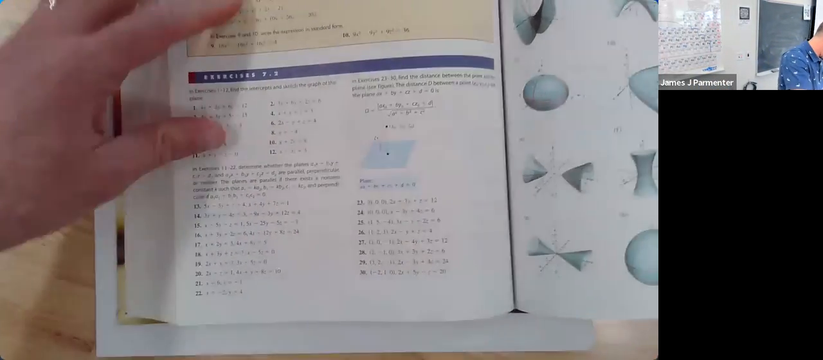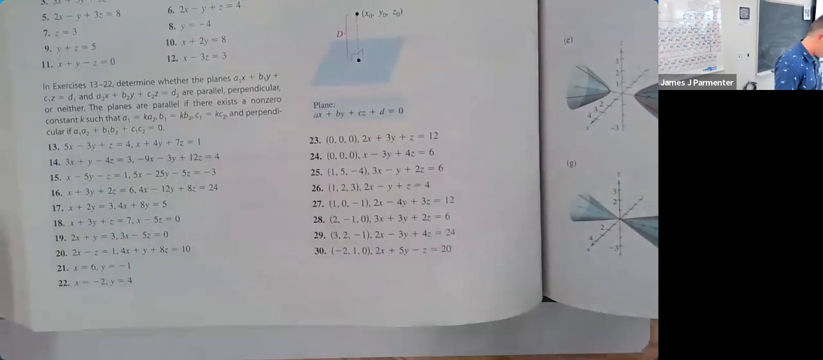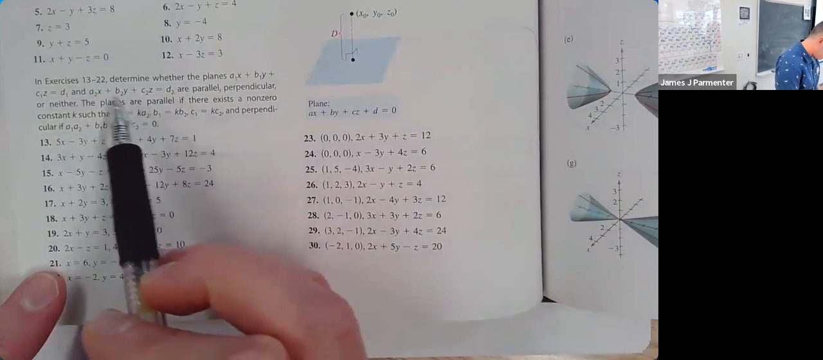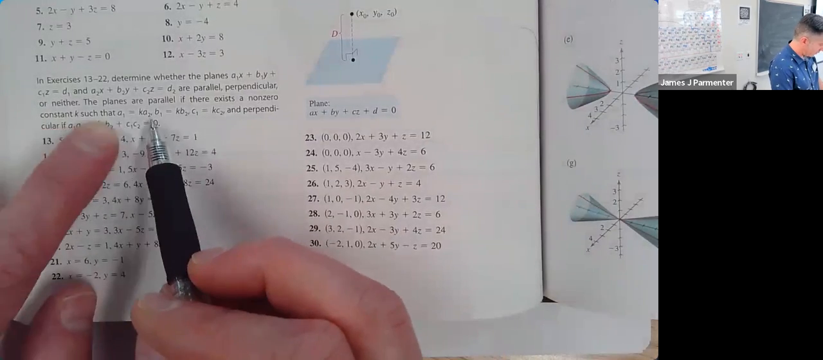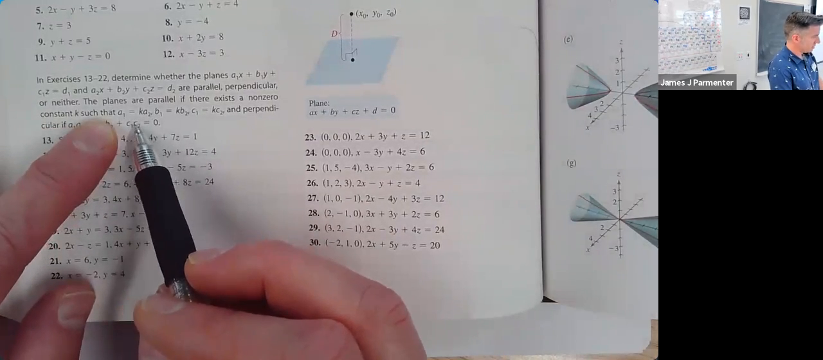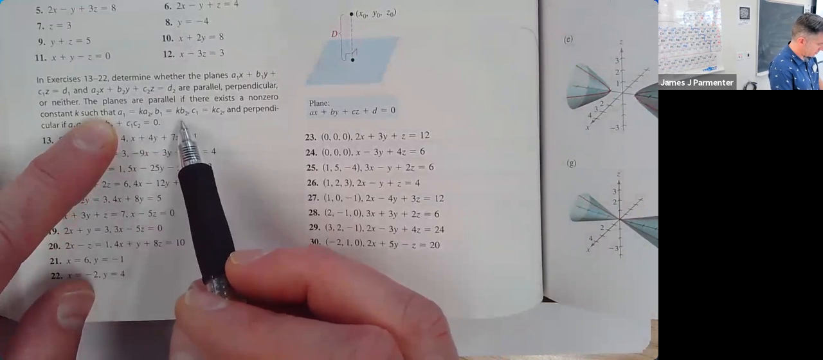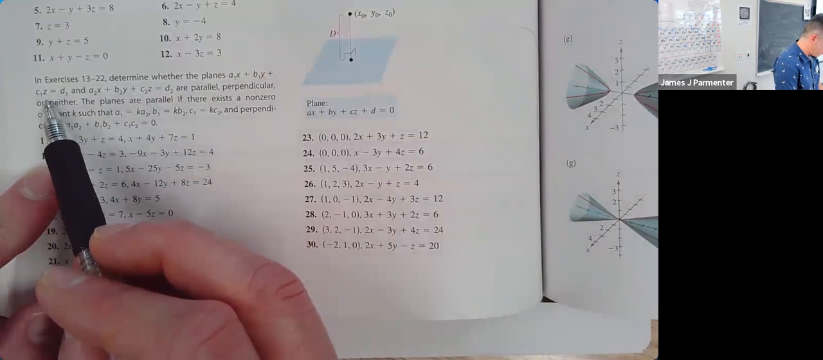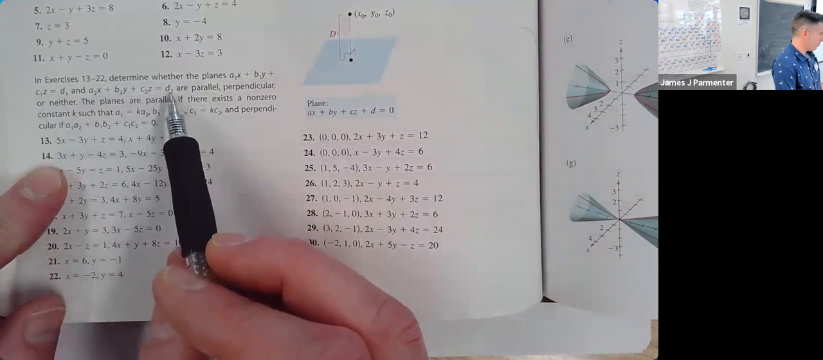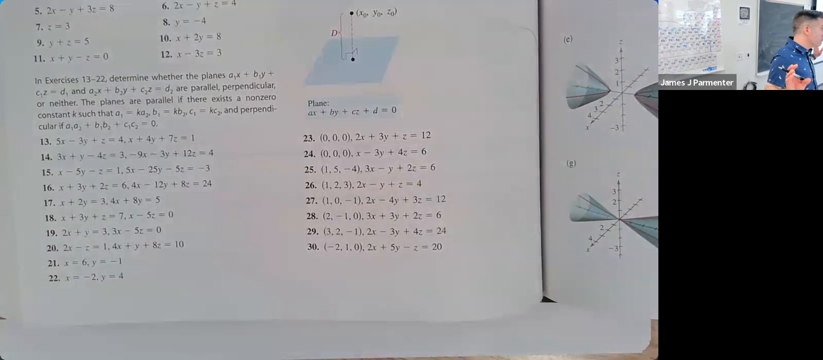So let's point out, they say that planes are parallel if there exists a non-zero constant k such that the coefficient in the first plane is k times the coefficient in the second plane. And the same thing for B1 and B2, the same thing for C1 and C2. So all the coefficients in the first plane have to be multiples of the coefficients in the second plane, which is what we just did.